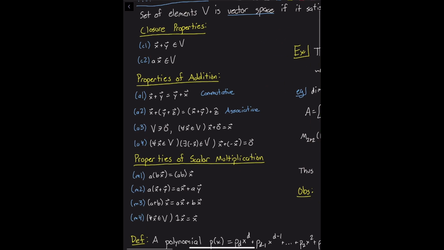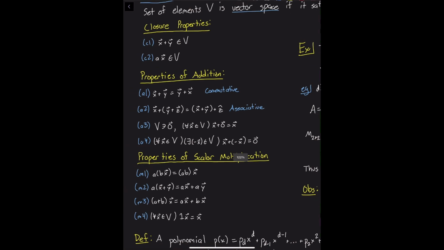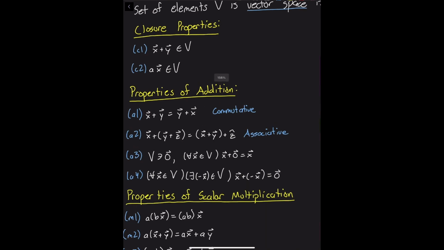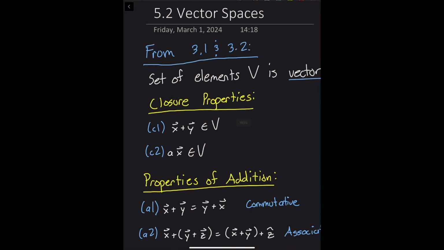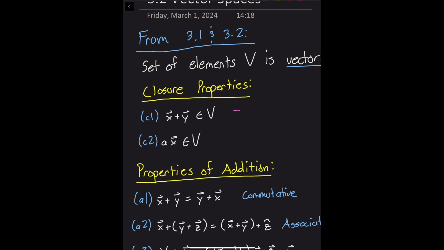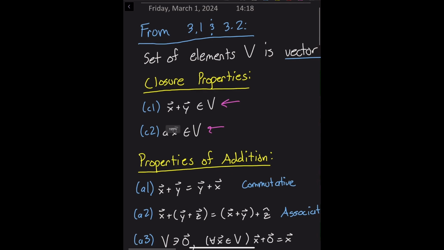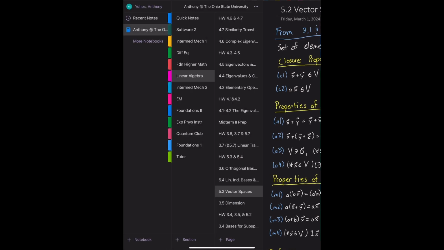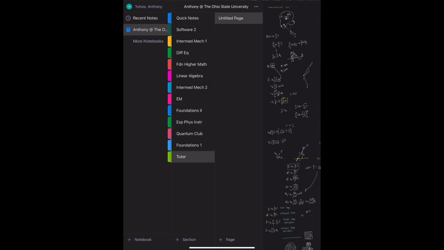You don't really have to care about all these. Here, I just highlighted it. This one is just saying that if you add two vectors, it's also a vector. This one is just saying that if you multiply a vector by a scalar, then that's also a vector. Those are the two most important. But let's go back to what we were talking about.